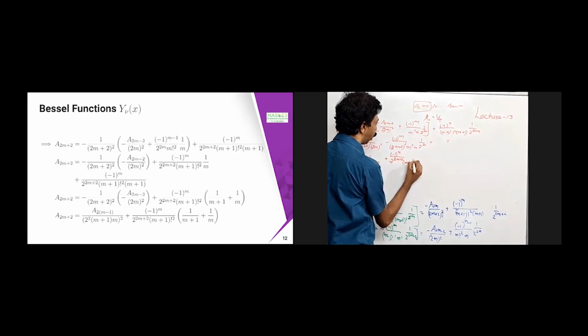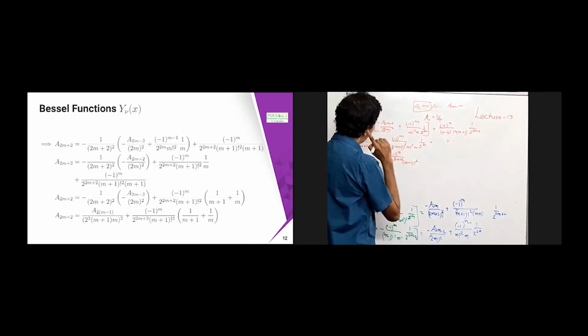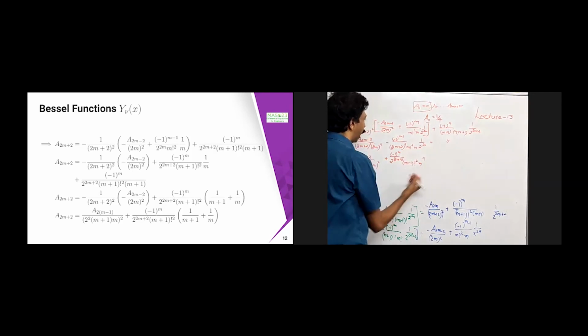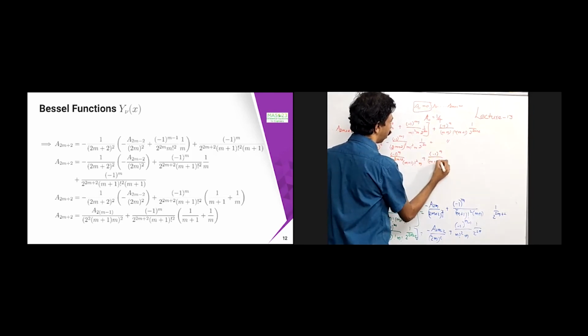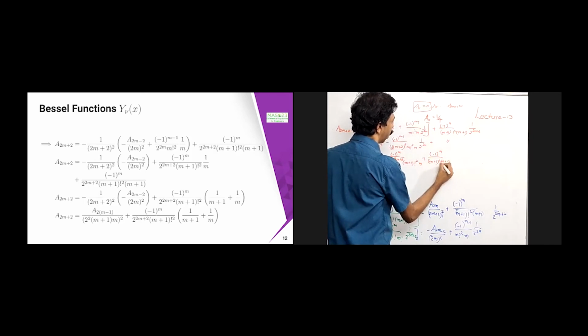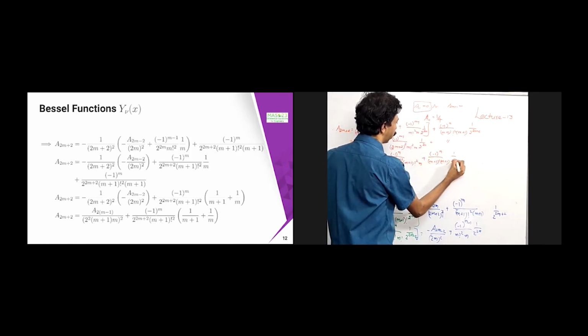Okay, (m plus 1) whole square, and m factorial is also a square. Therefore, I can replace this as (m plus 1 factorial) whole square. Okay, the m is there, plus here what I have: again minus 1 power m, (m plus 1 factorial) whole square, (m plus 1) into 1 by 2 power 2m plus 2 is there.